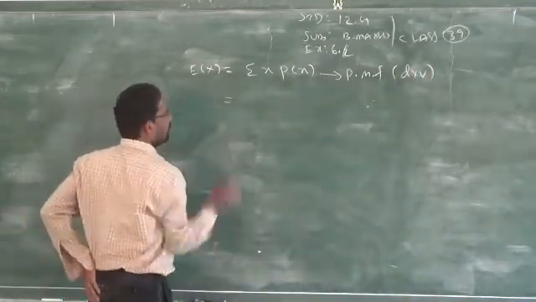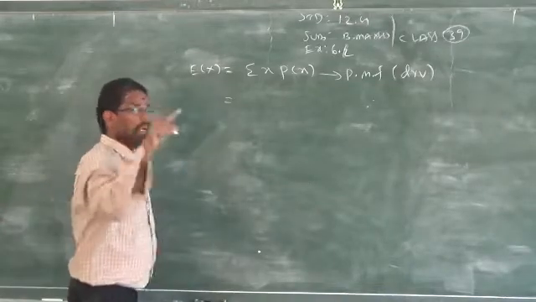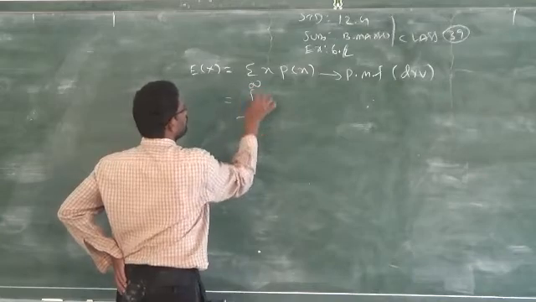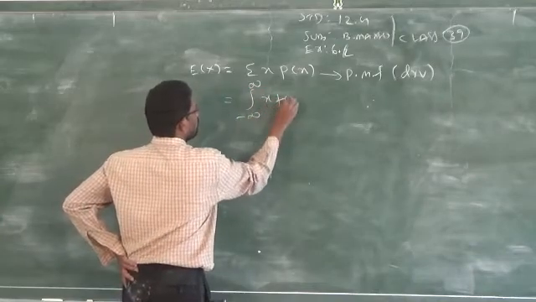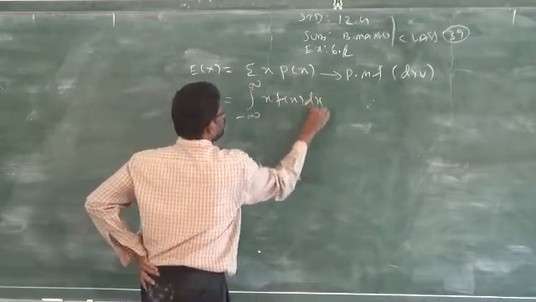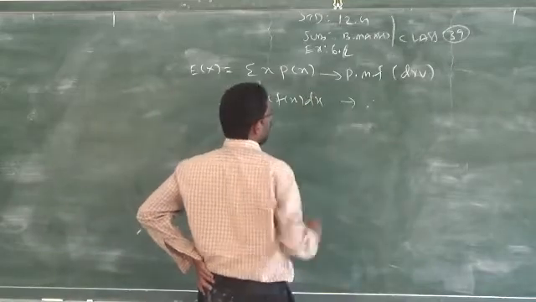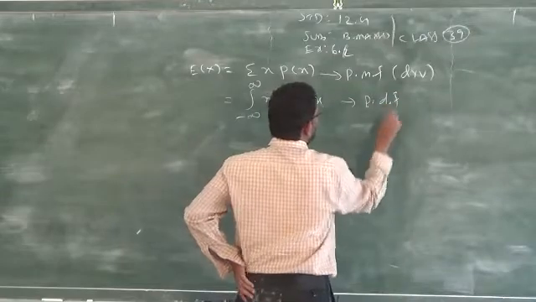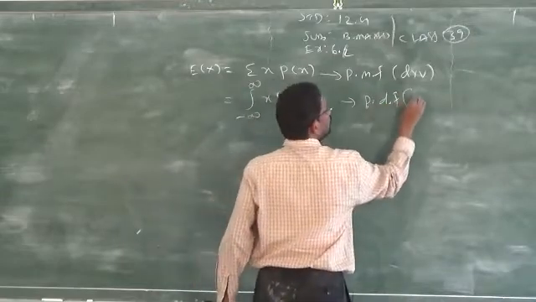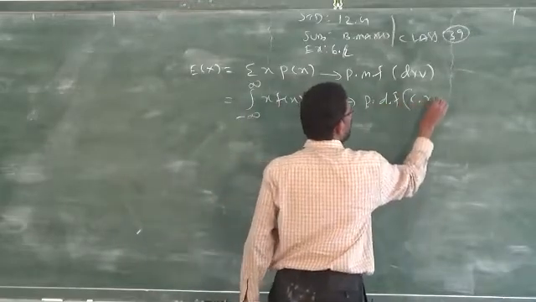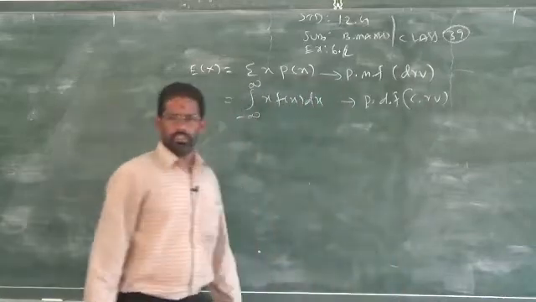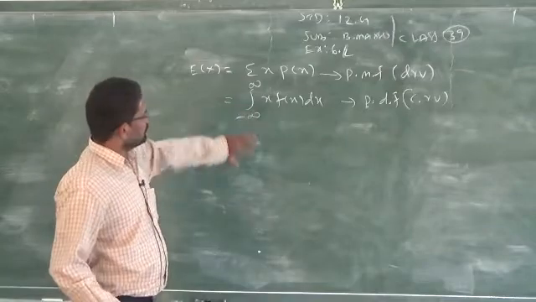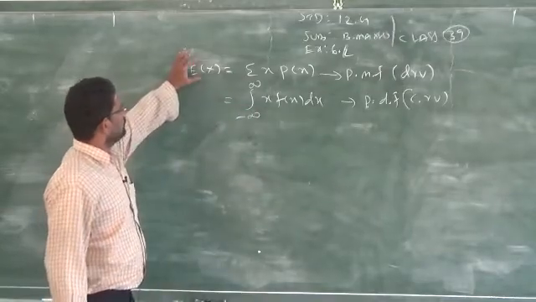Then we have another formula for a continuous random variable, that is the integration from minus infinity to plus infinity of x into f of x into dx. Clear? This is for the PDF, probability density function. It is for a continuous random variable, CRV. So you have to memorize these formulas to find expected value.